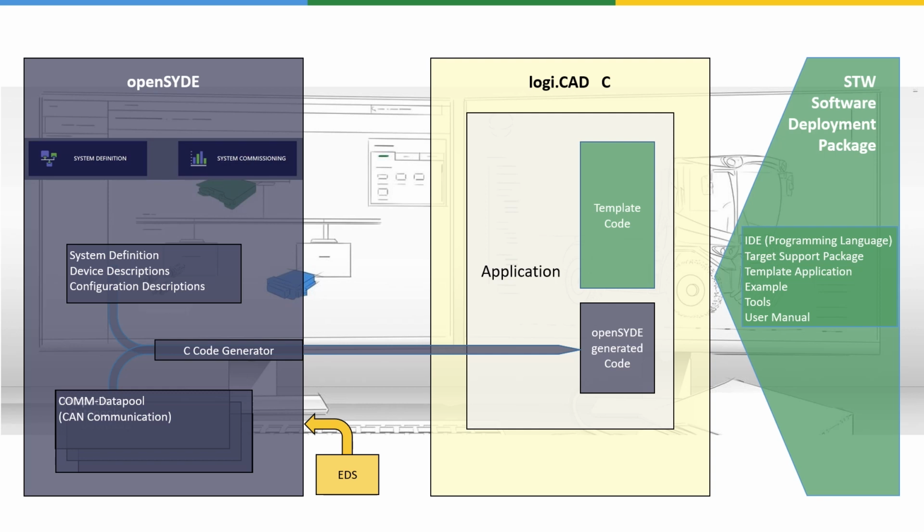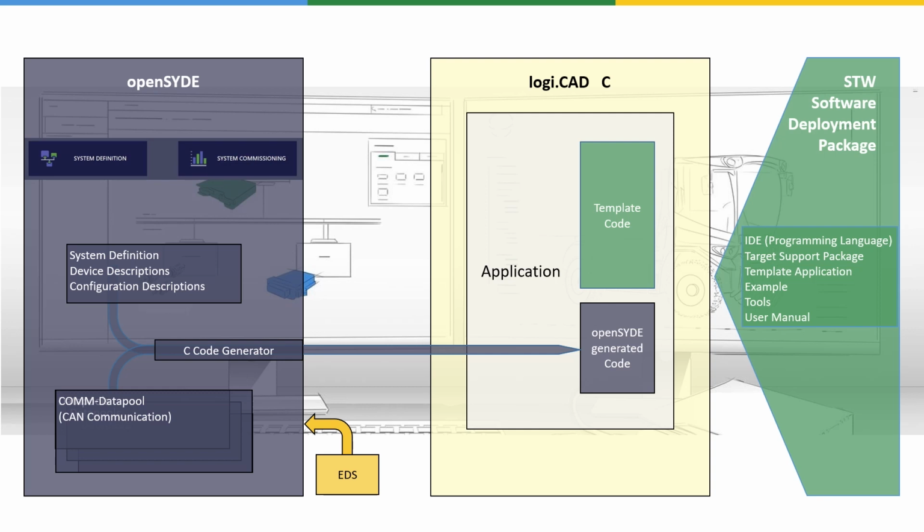In this video, we show how to transfer the CAN messages for temperature and status information of a temperature sensor into the variables of an application for the ESX4CSGW controller, and how we can display the values of these variables in a dashboard in openSYDE.